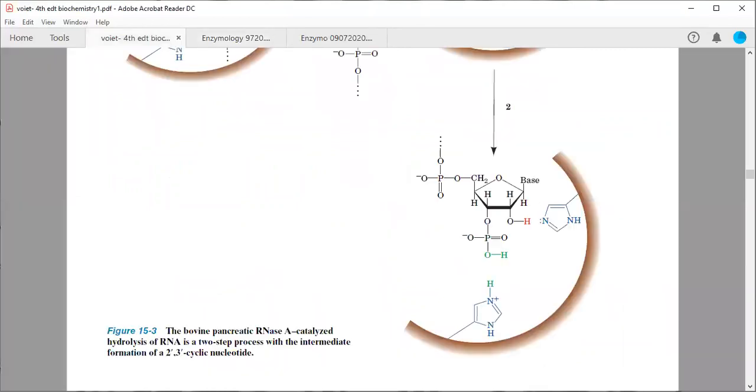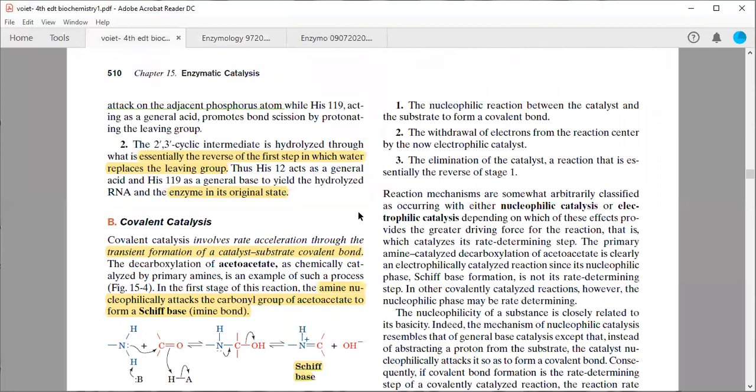Okay, so everything is given here. The enzyme comes into its original state after accepting one proton from the water, so it will be regenerated. There is no change in the enzyme, because in any enzyme catalyzed reaction there are no changes in the enzyme.